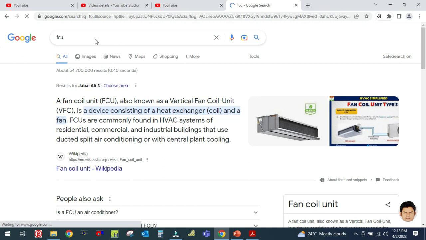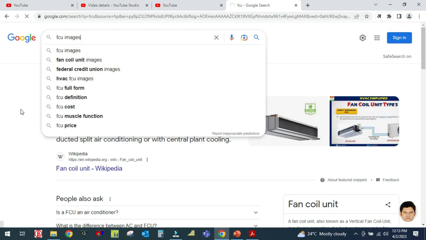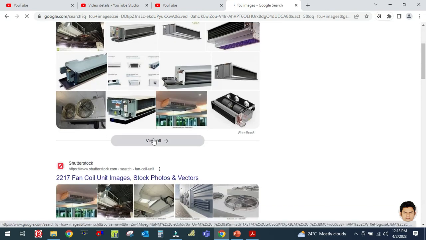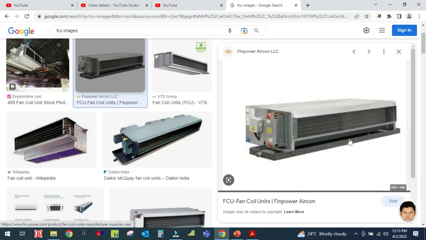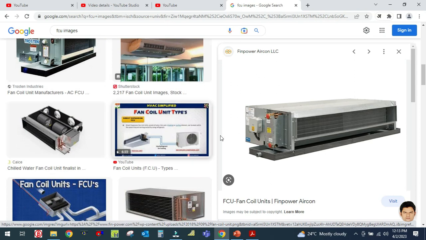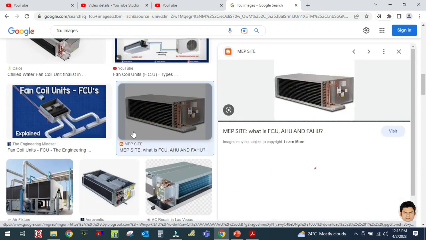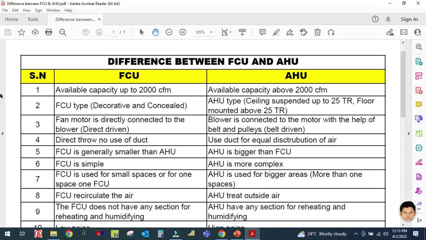Let me search here and I will show you the FCU image. Okay, so you can see this is the FCU, how it looks like. This is a fan coil unit, and the full form of FCU is fan coil unit. This is very small, and the maximum capacity of this unit is 5 ton or 7 ton. This is available in two types: chilled water and DX type.